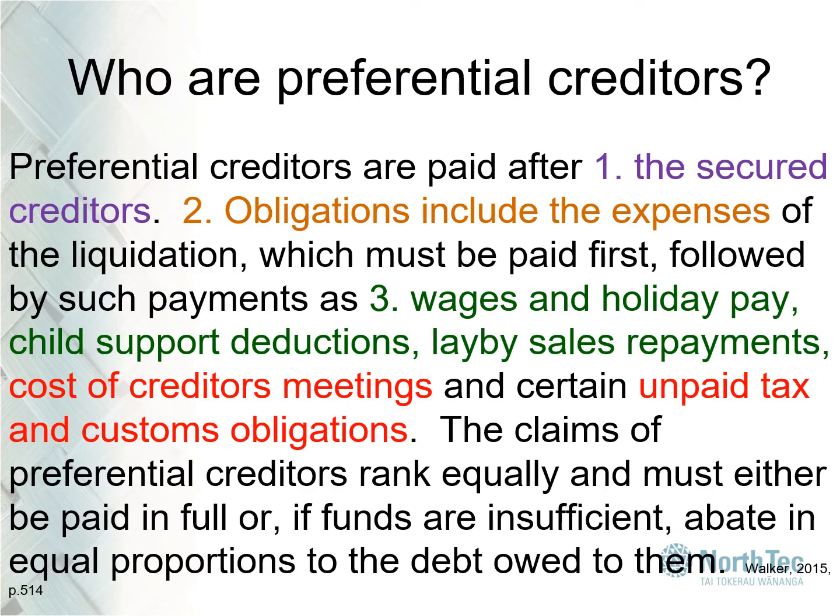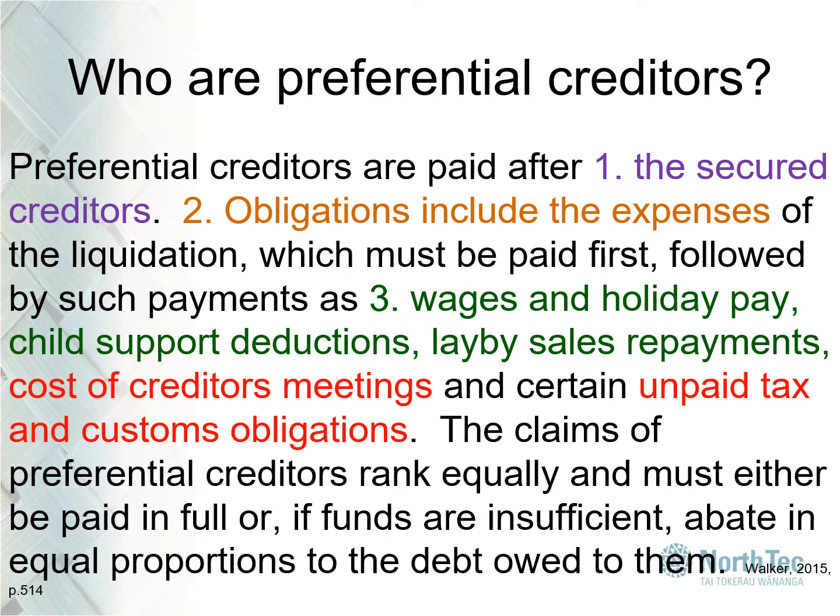Let's look at the preferential creditors. Preferential creditors are paid after the secured creditors. In other words, the first creditors that will be paid are the secured creditors. And then second, obligations include the expenses of the liquidation, which must be paid first, and then it will be followed by such payments as wages and holiday pay, child support deductions, lay-by sales repayments, cost of creditor meetings, and certain unpaid tax and customs obligations.